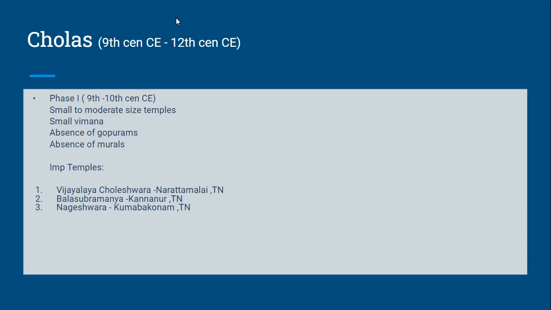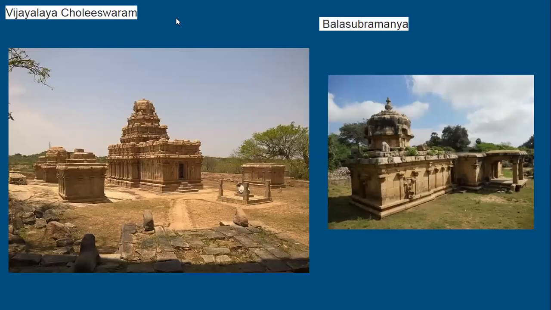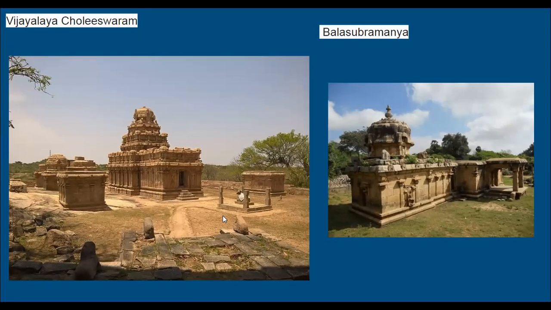Let us see the temples of Chola phase 1. So the first one is the Vijayanagar Choleshwaram temple. So you can see over here, it's a medium sized temple and simple. There is no gopuram. Yes, definitely carvings are there, but not to that great extent. Okay, so this is the Vijayalaya Choleshwaram temple.